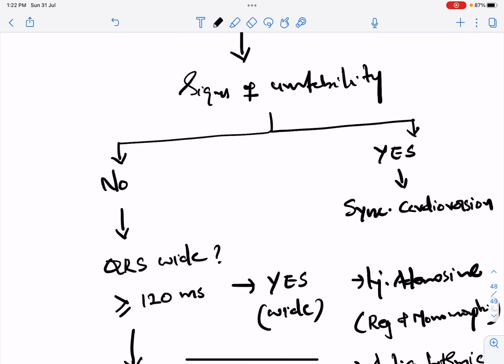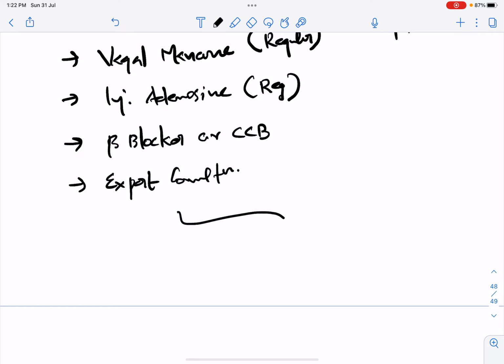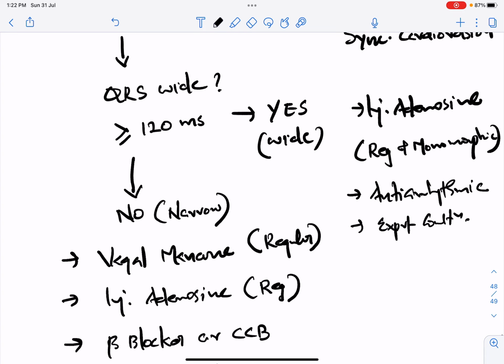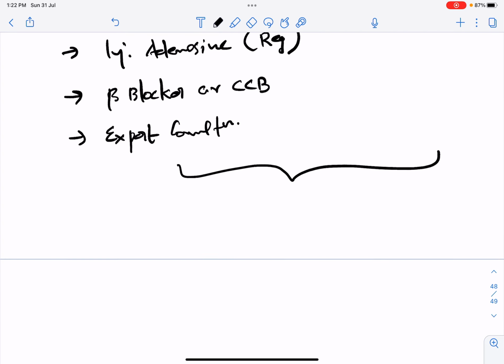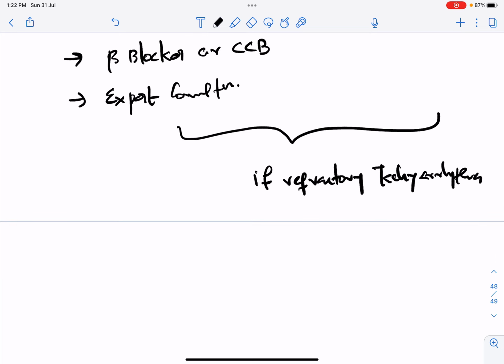Okay, in both these cases, in all these cases, if it is a narrow stable or wide stable, or the patient is unstable, if there is refractory tachyarrhythmia, you can increase the energy level of cardioversion.